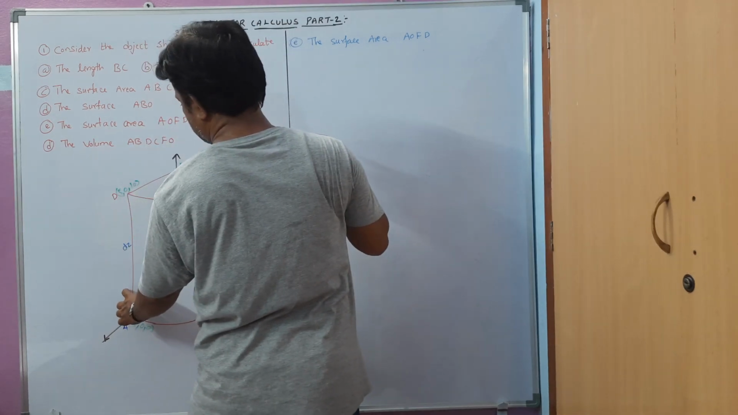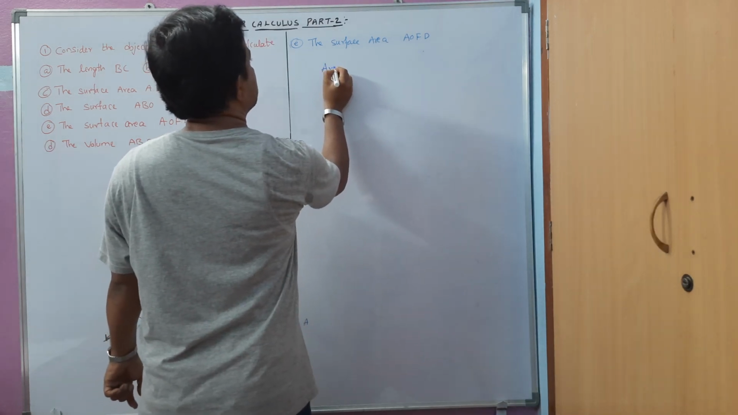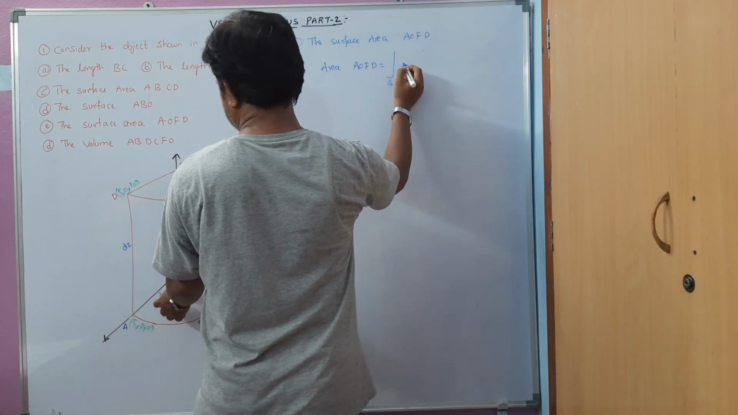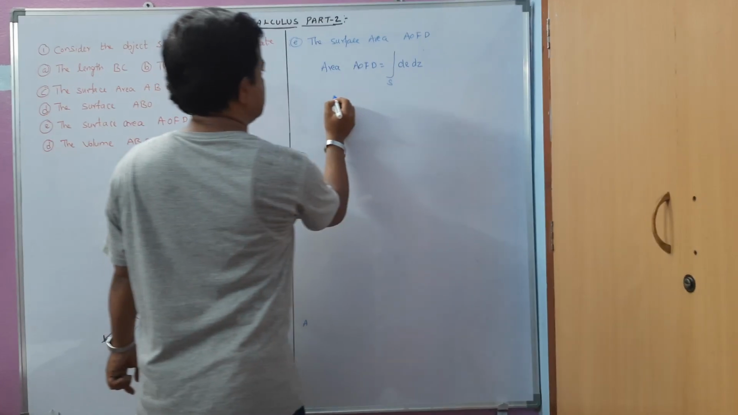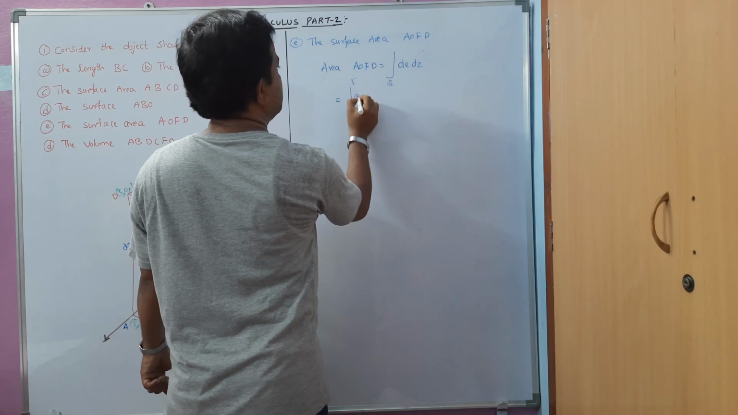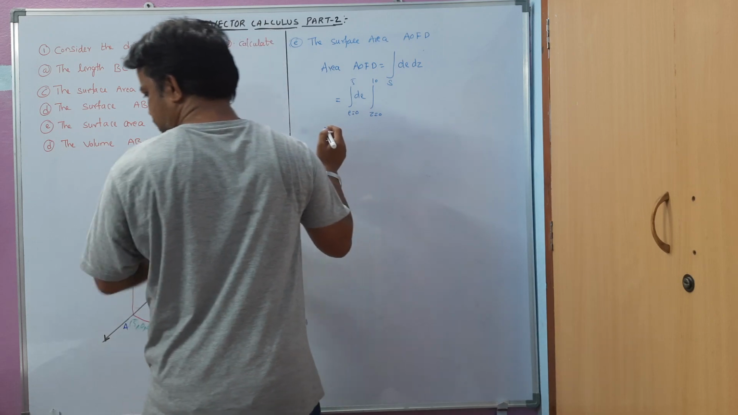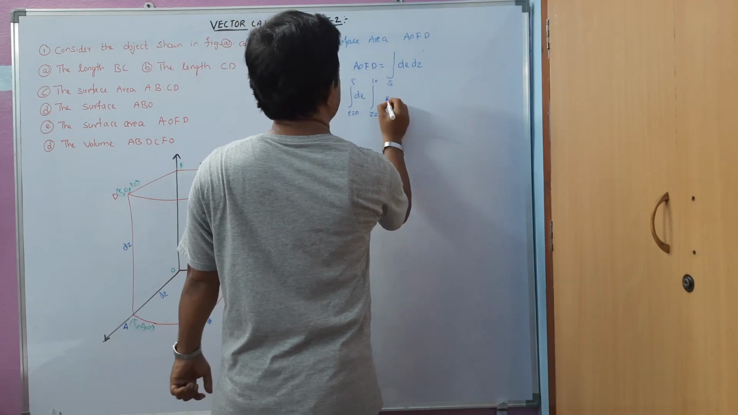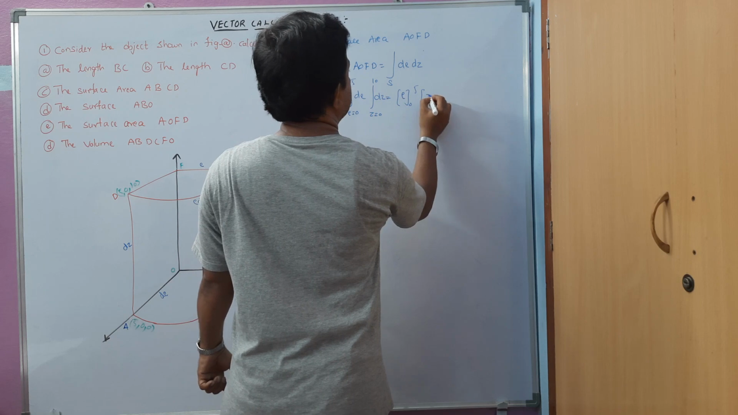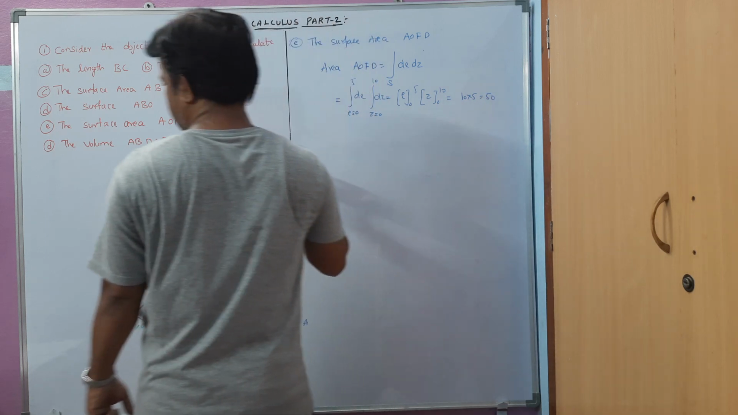Now I have to multiply these two in order to get the area of AOFD. The surface area will be d rho times dz. Rho varies from 0 to 5 and z varies from 0 to 10, so 10 into 5 is 50. So the area here is 50.